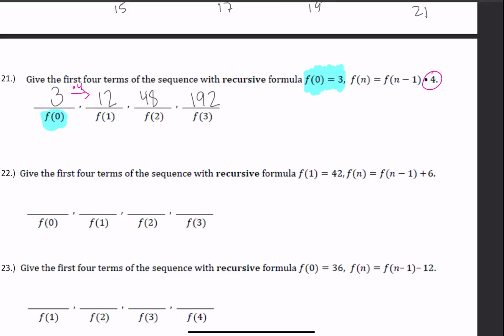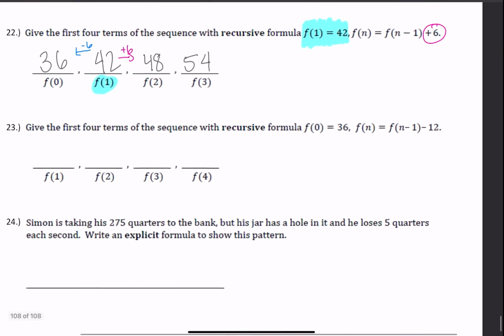All right. Give the first 4 terms of the recursive. So we have f of 1 equals 42 with f of n equals f of n minus 1 plus 6. Well, f of 1 is right here, so we're going to write 42 there. Our recursive is telling us to add 6. So 42 plus 6 is 48. 48 plus 6 is 54. But I have to go backwards. If I go backwards, I have to subtract 6. So 42 minus 6 gives us 36. So we have figured out f of 0.